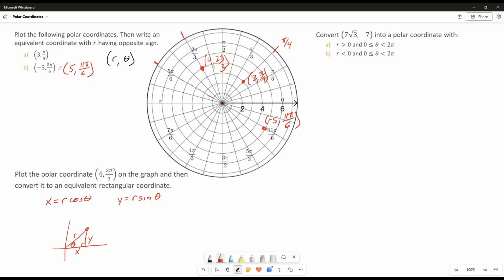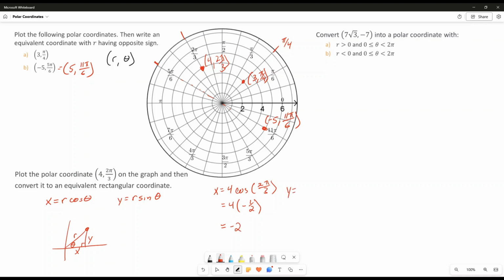So just to evaluate it real quick, to find our x coordinate, we know r is 4, and we know θ is 2π/3. So x has to equal 4 times the cosine of 2π/3. I know the cosine of 2π/3 is going to be negative 1/2, and so x is going to be negative 2.